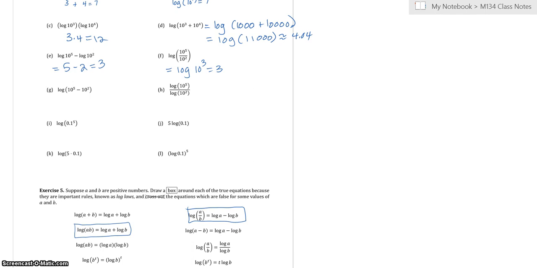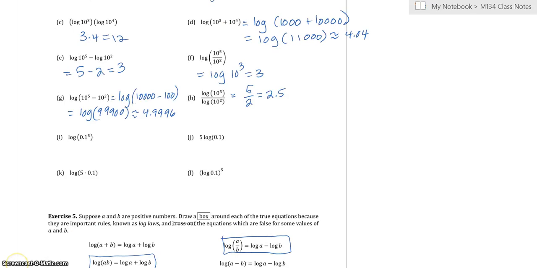Again, why is this? Logs are exponents, and when you divide two exponents with the same base, the base is 10, you end up subtracting the exponents. Very abstract. G and H are not the same. The left side, I just had to figure out the inside first and use my calculator. This one is just 5 over 2, but you can use your calculator if you need to. Notice how they're not the same. No property there. What about I and J?